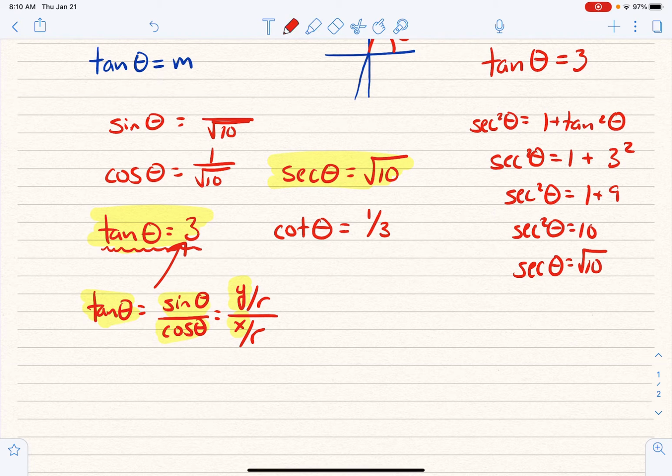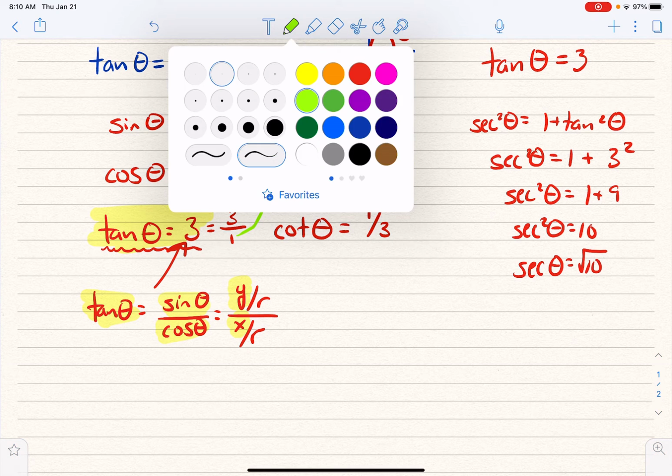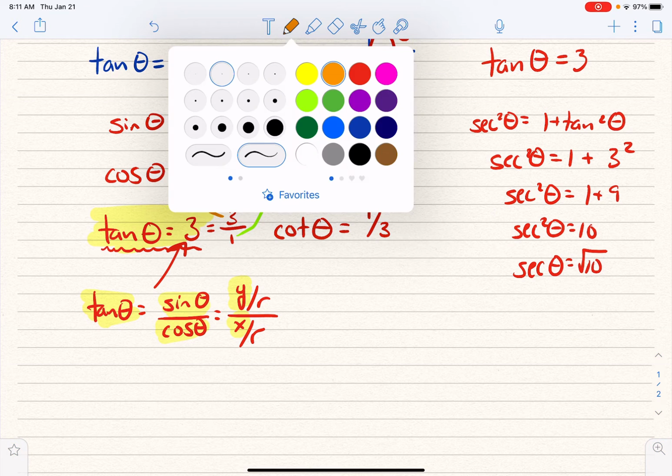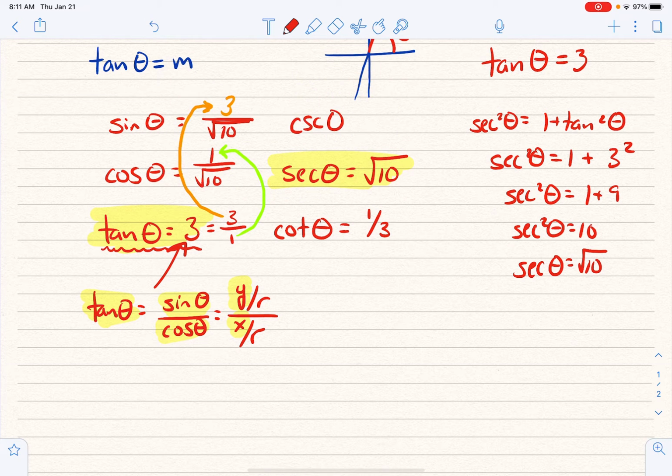So let's take a quick look and go, well, tangent theta is 3 over 1. And so let's think about that. This right here is where that 1 came from, and this right here would have to be where that 3 came from, okay? And then if I know that sine theta is 3 over the square root of 10, then I know that cosecant theta would have to equal square root of 10 over 3. And I have all of them, okay?